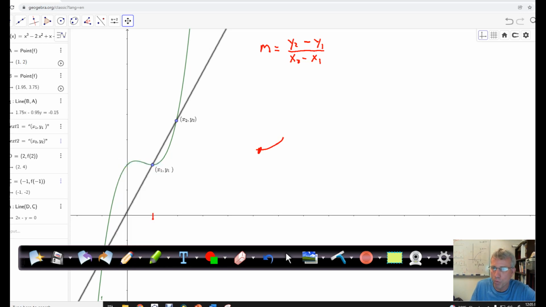In other words, the graph shouldn't be moving along like this. If this is x sub 1 and here's x sub 2 sitting over here, I shouldn't have a jump in the graph. So as long as the graph is continuous between x sub 1 and x sub 2, then we can talk about finding the slope of the line connecting those 2 points.